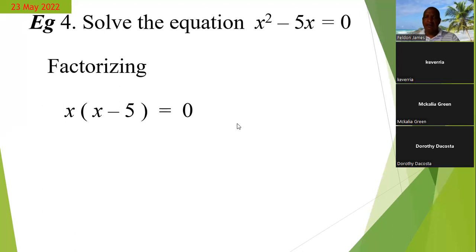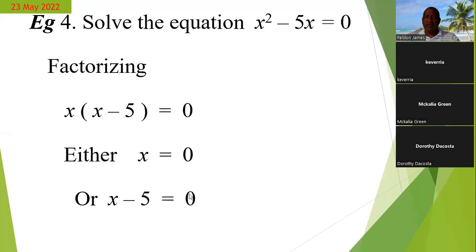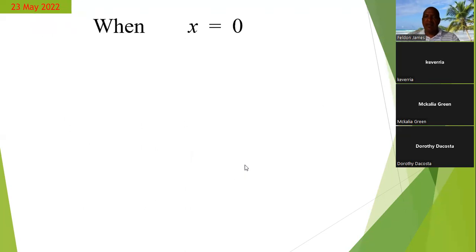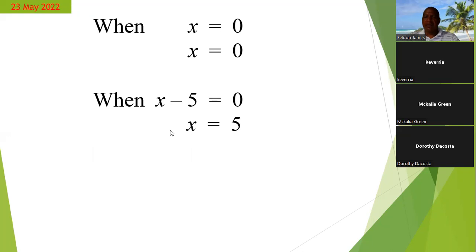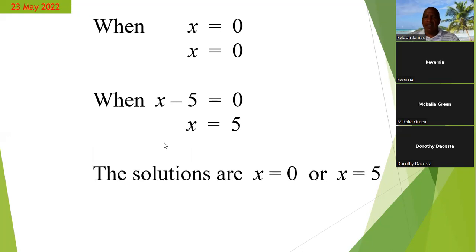Is that clear? And so you have two factors equal to 0. You have the bracket equal to 0 and you have x equal to 0. So either x equal to 0 or x minus 5 equal to 0. So when x equal to 0, then x is equal to 0. When x minus 5 equal to 0, then x equal to 5. So that's your solution. Any question, guys? Raise your hand if you're following so far and you're understanding.